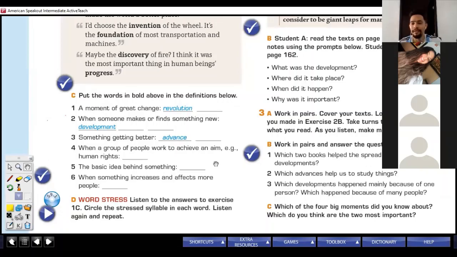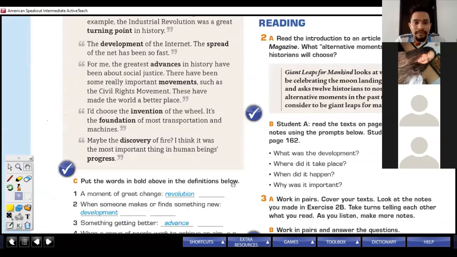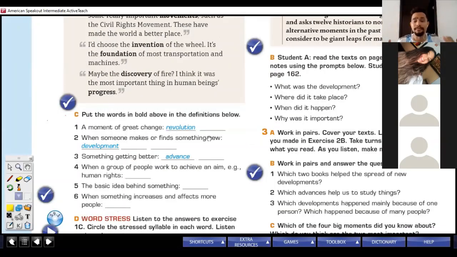The beginning of everything, the beginning of ideas that become later on inventions or great inventions. Foundation. Good, foundations. And number 6, when something increases and affects more people. Spread. Good, like COVID-19, right?